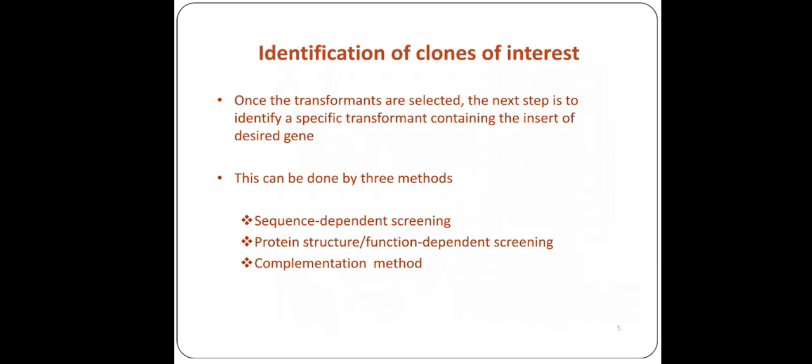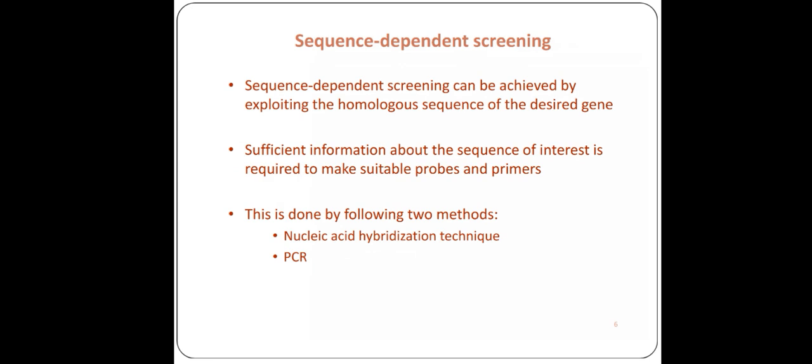The next step after the selection is the identification of the clone of interest. Once the transformants are selected, the next step is to identify the specific transformants containing the insert of the desired gene. There are three methods. The first one is sequence dependent screening, the second one is protein structure function dependent screening, and the third one is the complementation method.